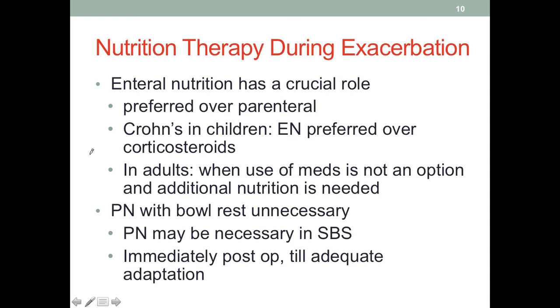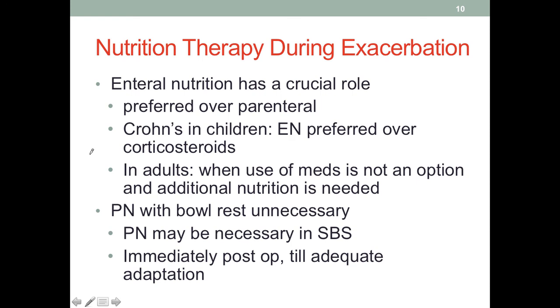When people are experiencing a flare, whenever possible, we want to use enteral nutrition if the oral diet is not tolerated. Study after study indicate that as long as the patient can tolerate tube feeding, it should be chosen over parenteral nutrition.